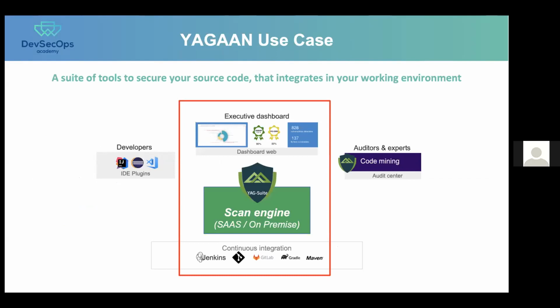So the use case you will have in this hands-on lab will be using only one part of the tool, which will be benefiting from the SaaS version of the scan engine, and using the dashboard, which will show you a part of the information. The tool as a whole is also, of course, integrated in CI/CD pipelines. And you will also benefit from a plugin for some IDEs. And also for auditors and experts, you will benefit from the Audit Center, which is the advanced tooling to make deep investigations of source code.